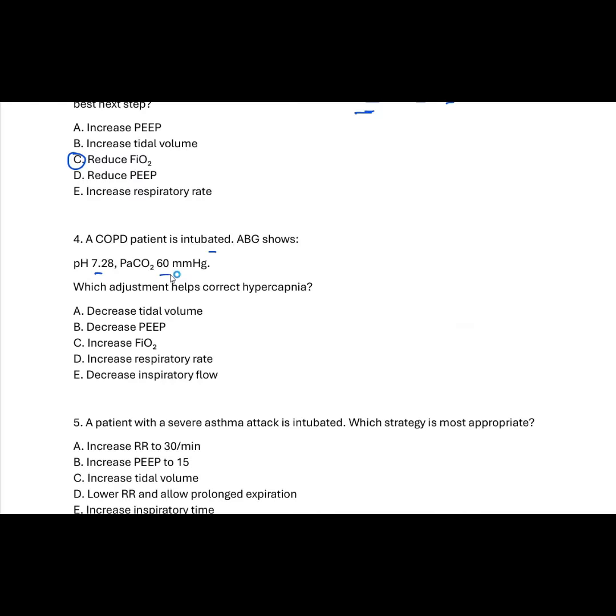Next question. A COPD patient is intubated and this is the blood gas, so pH is still on the low side and the CO2 is still on the higher side. Which adjustment helps correct the hypercapnia? As we know, the minute ventilation equals respiratory rate multiplied by tidal volume. So we can either go up on the tidal volume or the respiratory rate. So let's see what we have in the options. So the best answer there would be what?